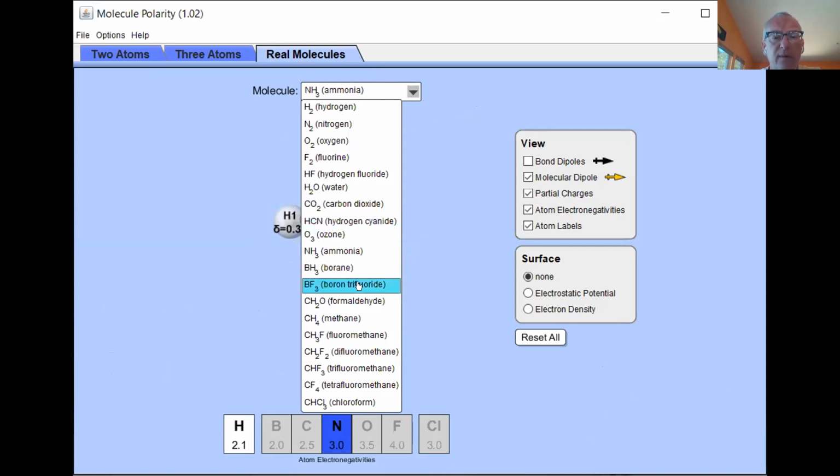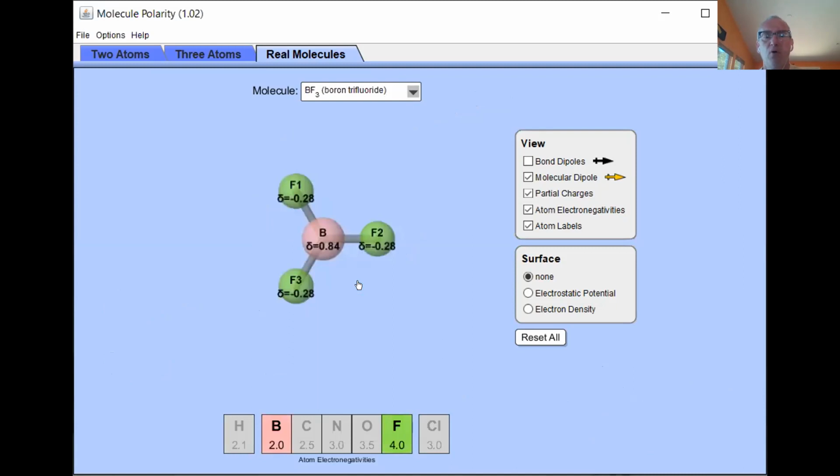Okay, here we go. Boron trifluoride. So this looks like ammonia in a way, right? We have a central atom, and we have 3 atoms around it. But what's different about boron trifluoride? What do you notice that's different about it? The size of boron is bigger. Fluoride, yep, fluoride is bigger than hydrogen, definitely, and it's more electronegative.